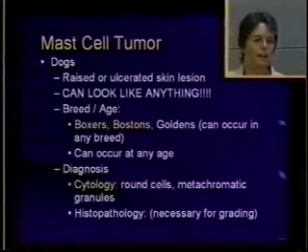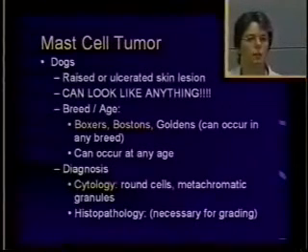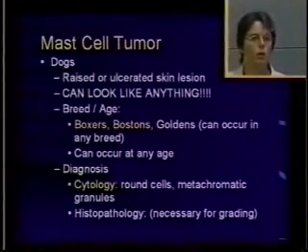They can occur at any age, and in some Boxers, you'll actually see them occur at very young ages. The diagnosis of a mast cell tumor is generally made on cytology, so a fine needle aspirate of a cutaneous mass or a subcutaneous mass will show a large number of cells that have these metachromatic granules, and this is pretty much pathognomonic for a mast cell tumor.